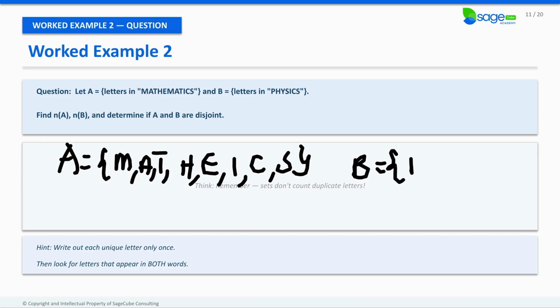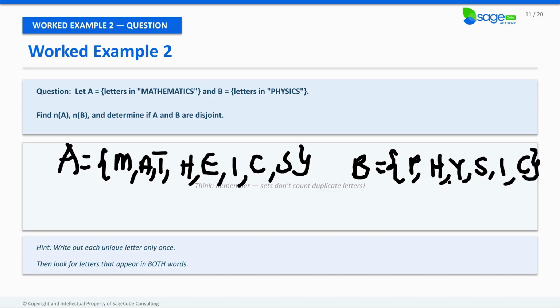Then B, physics. We have P, H, Y, S. Do we have I already? No, I. Then C. But we have S already. So physics. Okay, so we've listed them out. Now determine if A and B are disjoint. So M, no. A, no. T, no. H, yeah, we found H to be common. So we just stop right there, right?